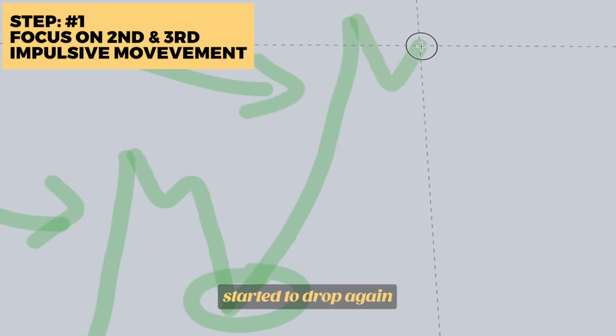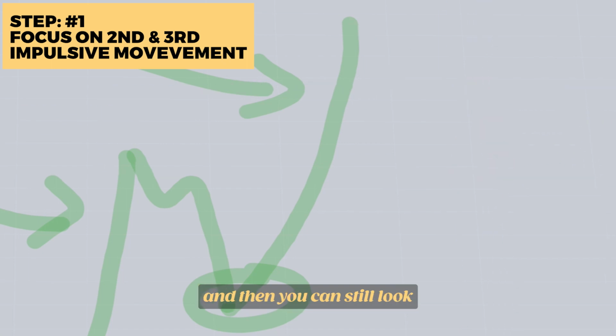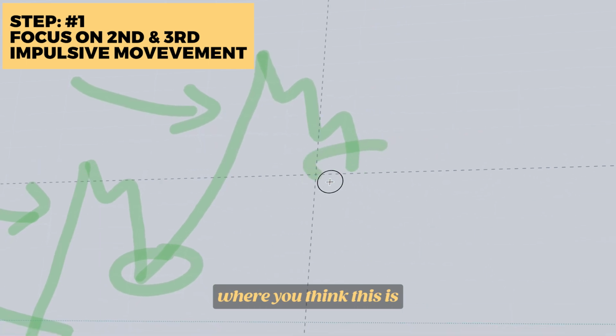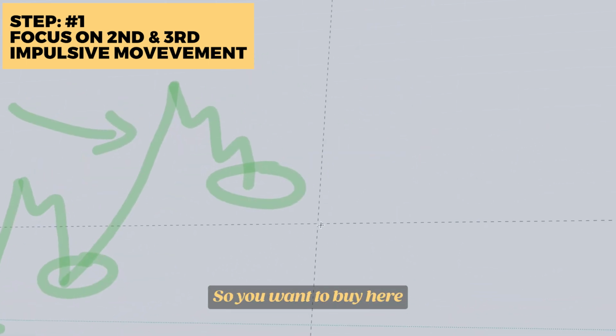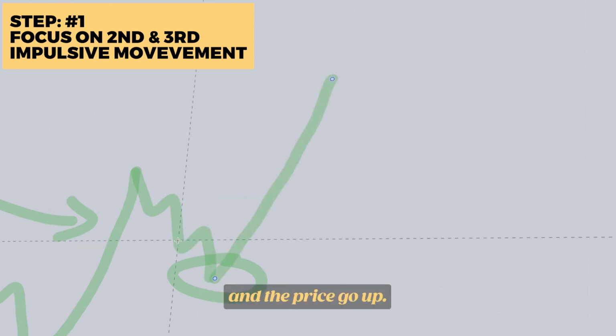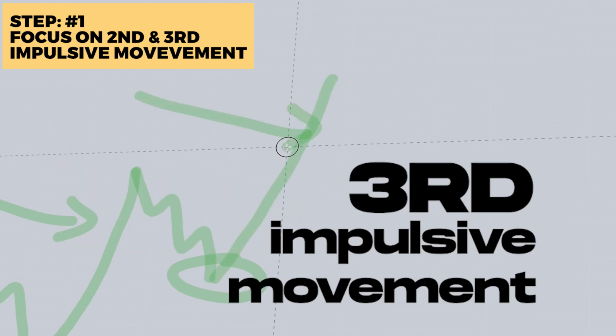And then when the price started to drop again, you can still look for the next termination point during the reversal where you think this is the end of the reversal. So you want to buy here. So you can place a buy order and the price goes up. This will be the third impulsive movement.